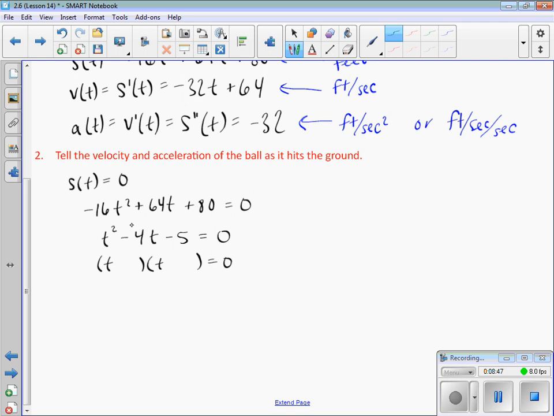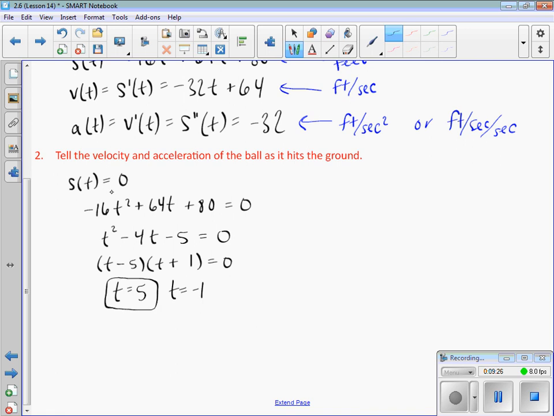Okay, now we want numbers that add to here and multiply to here. So it's going to have to be a 5 and a 1. And which one's positive and which one's negative? The 5's negative and the 1 is positive, right? So what are my t values? 5 and negative 1. Now, it probably doesn't make sense for it to hit at negative 1 seconds, right? Because it would be before you actually even threw the ball. So we're going to use our t equals 5 here.